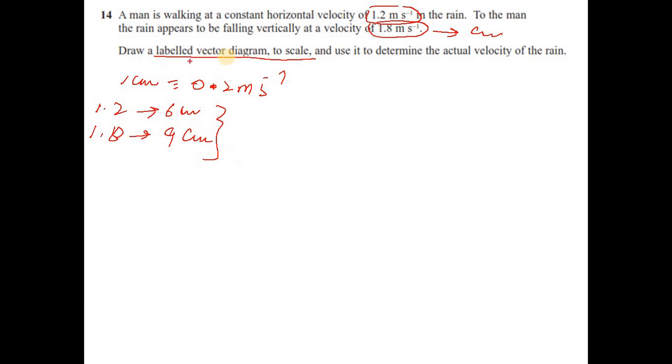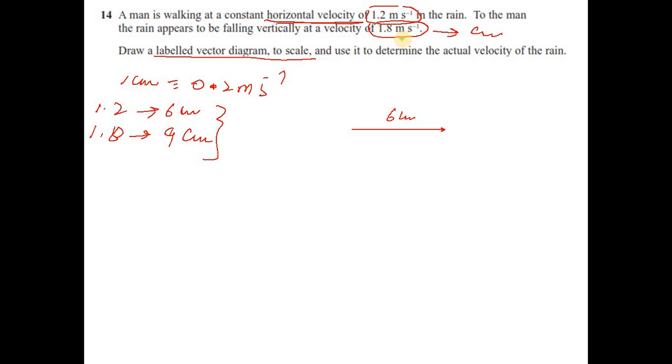So now what do you need to do? They are saying that the man is walking with a constant horizontal velocity of 1.2. So I'm going to use a horizontal arrow to show the velocity of the man, and for 1.2 I'm going to draw a 6 centimeter horizontal vector. Let's say this is the horizontal vector of the man.